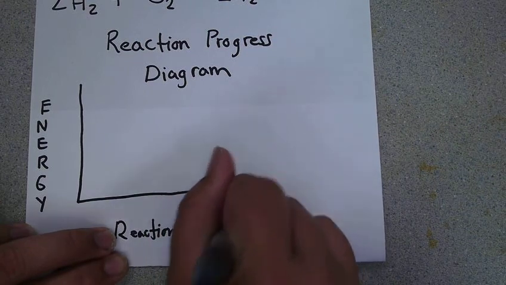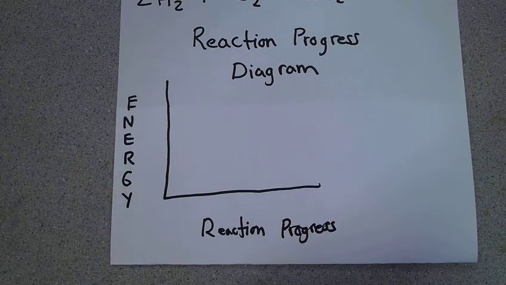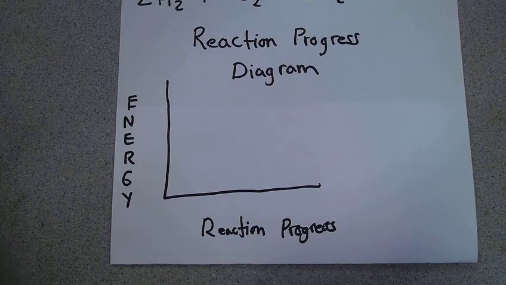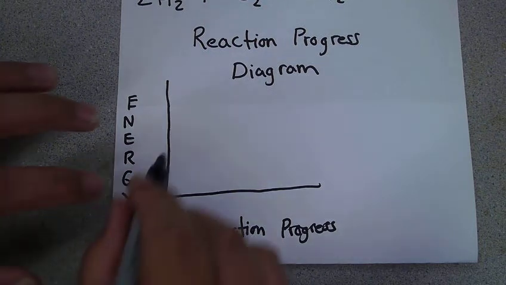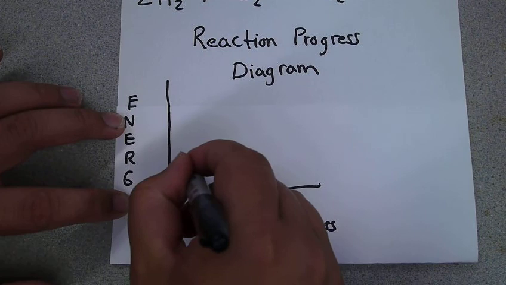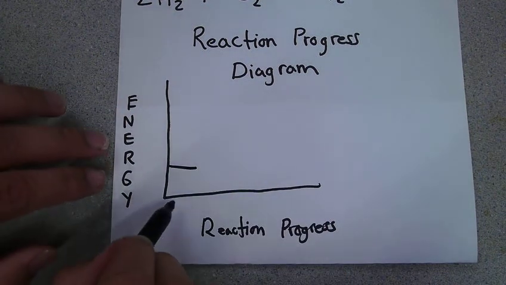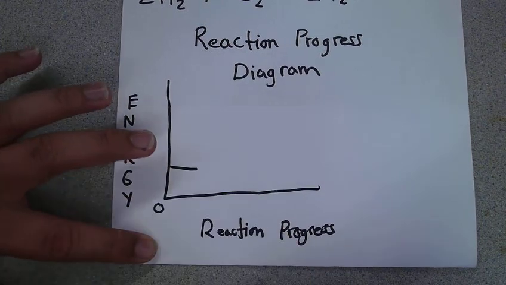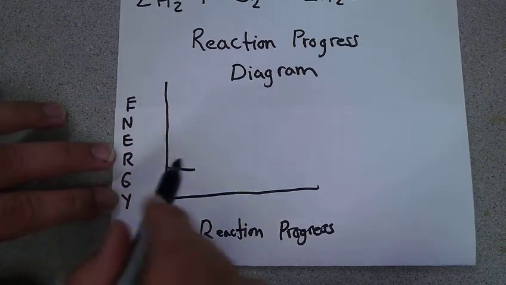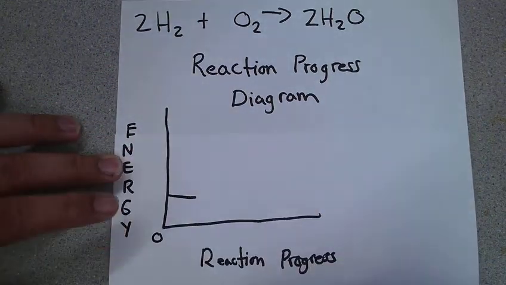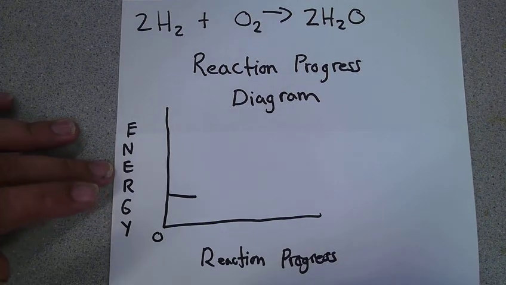Reaction progress. I apologize, my writing gets really sloppy at the bottom. Don't know why, kind of weird. All right, so this is reaction progress on the x-axis. We're going to say that our reaction starts with some amount of energy present in the molecules. So if we say this is zero energy and zero reaction progress, our reactants, the stuff over here on the left side, start with some energy.